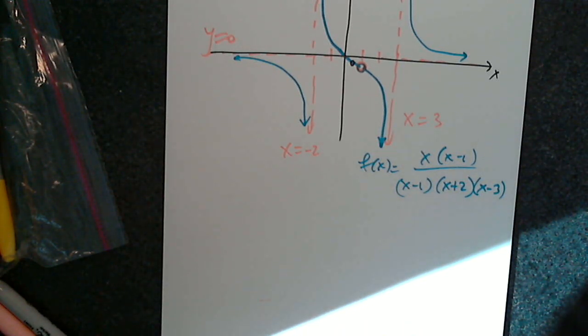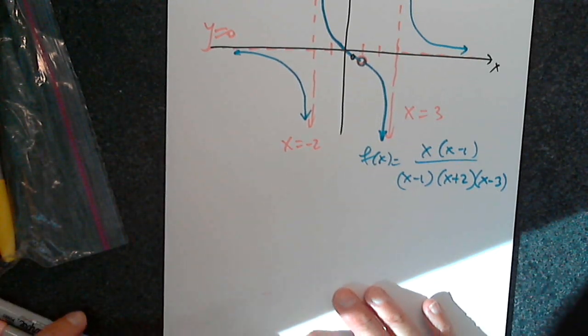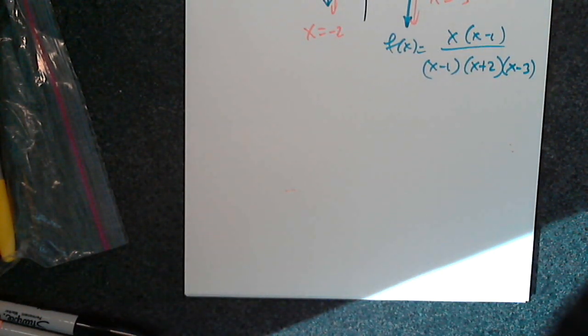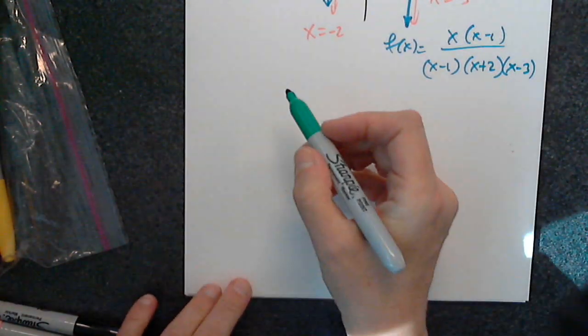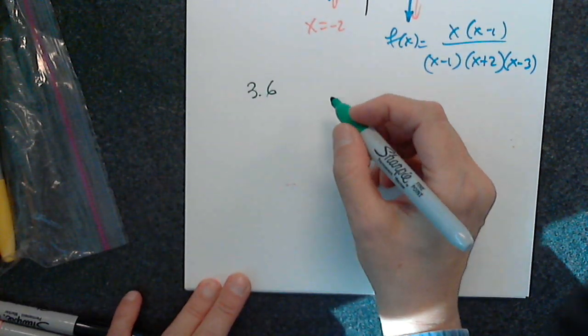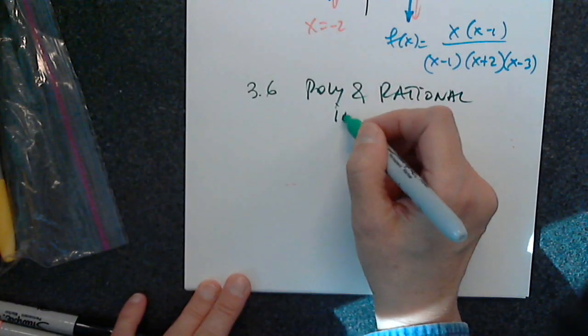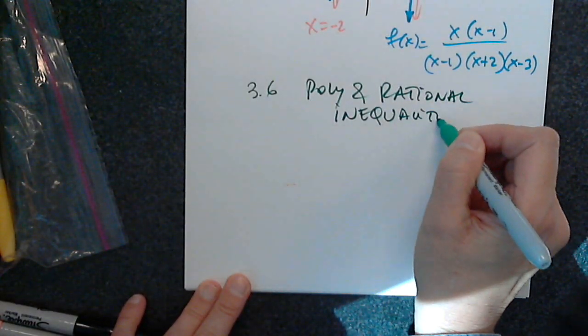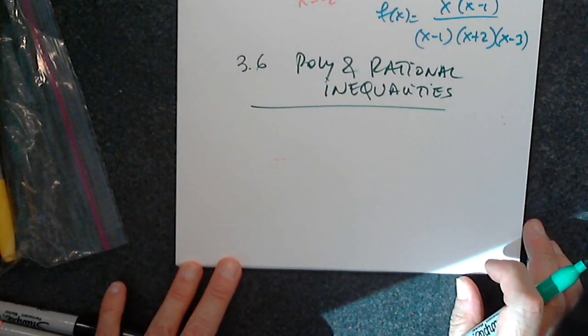So what I would like to do next is, and of course we're going to review this on Monday, present the last section and then come back to more word problems and more rational functions. The last section I think you're going to like because it's just like a puzzle. Great. So this is 3.6, polynomial and rational inequalities. Last section before the test, and then we review.